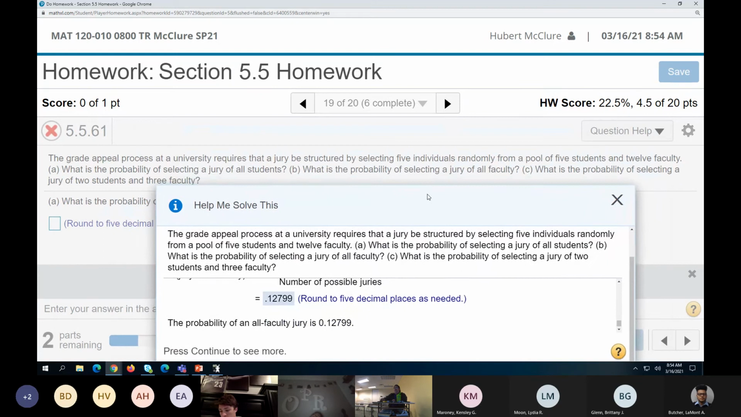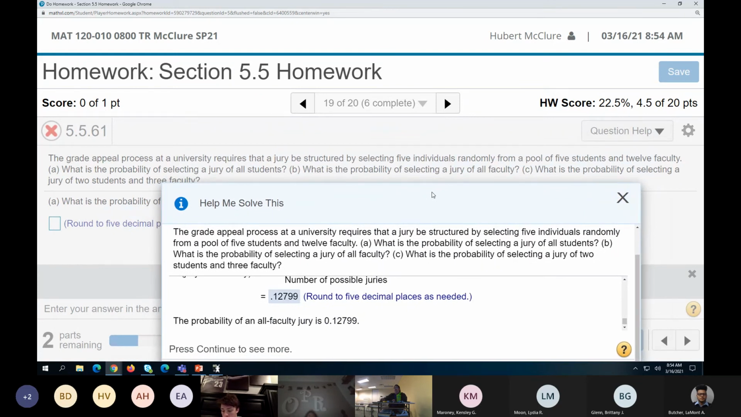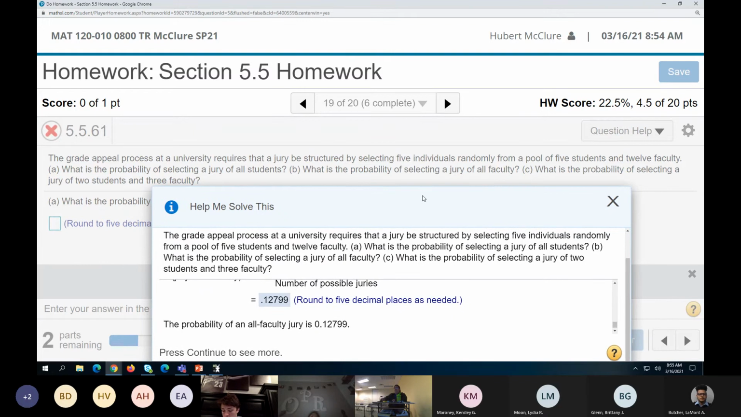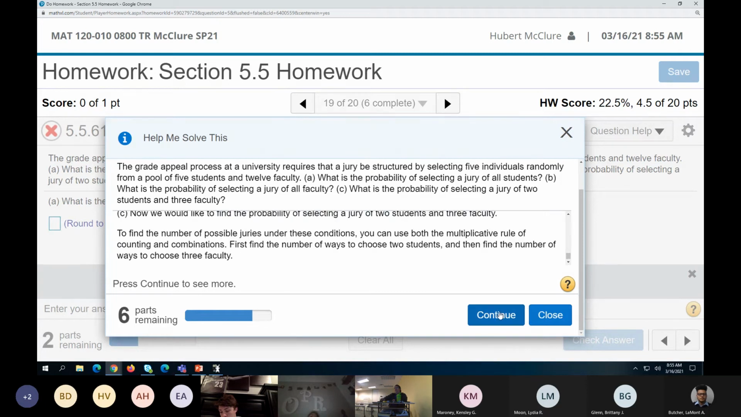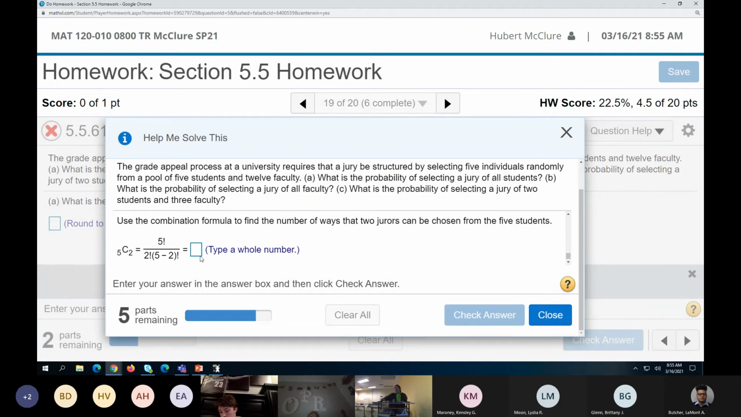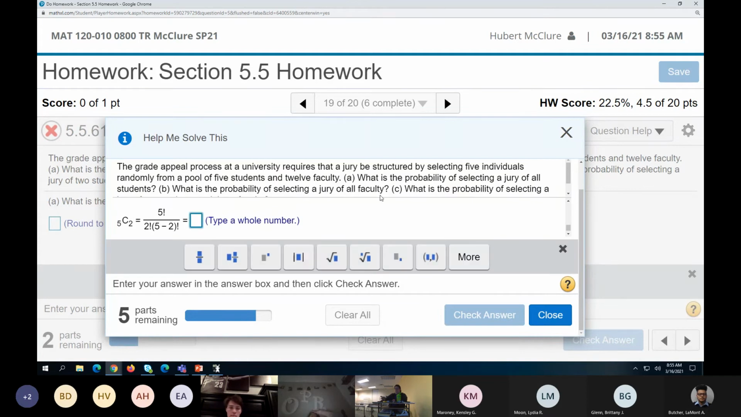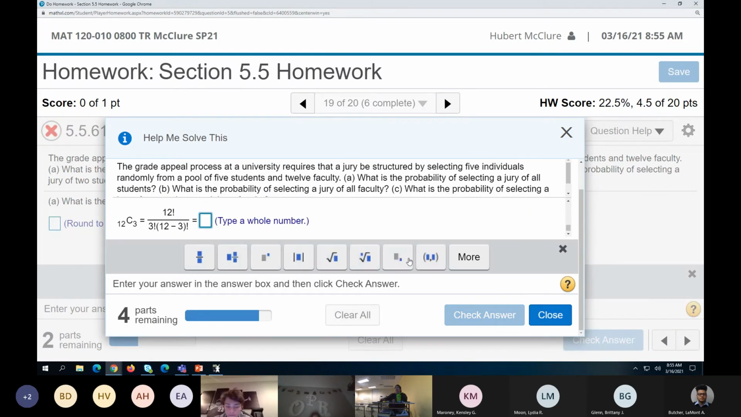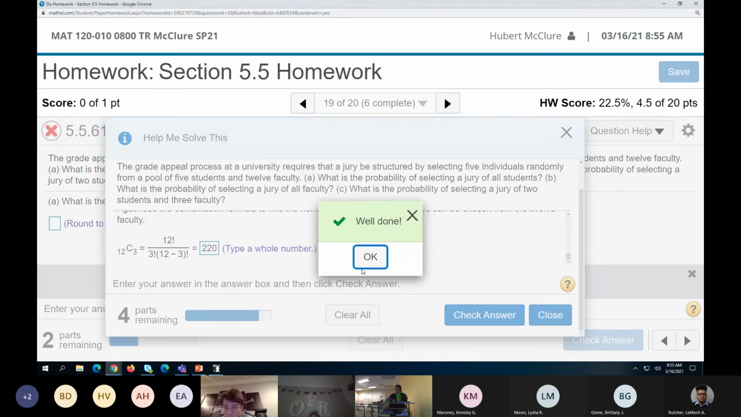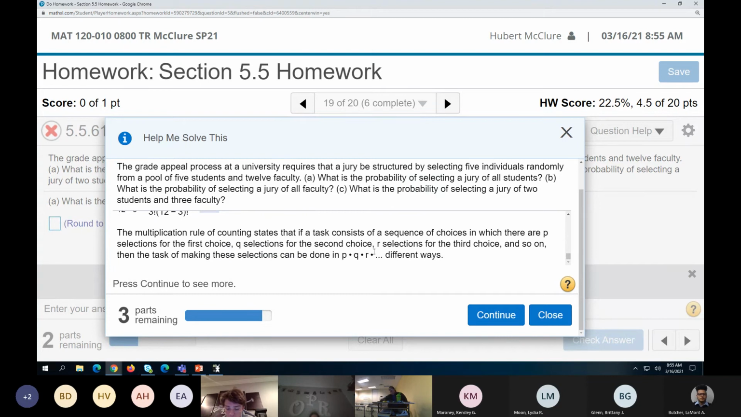So write that down. 5 combination of 2 times 12 combination of 3. And you divide that by 6188. 5 combination of 2, what do you get? And what is 12 combination of 3? And 220 times 10, oh my gosh, is 2200, right? 2200. Yes, Hubert, that's right. Thank you, class.